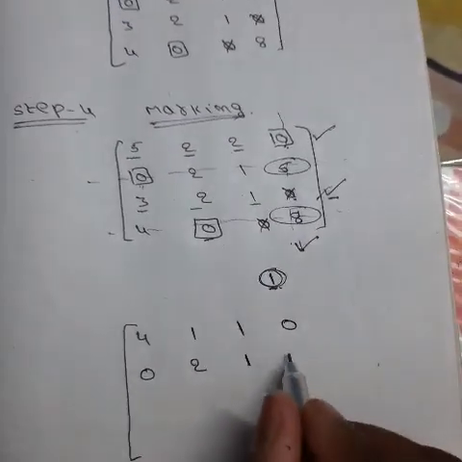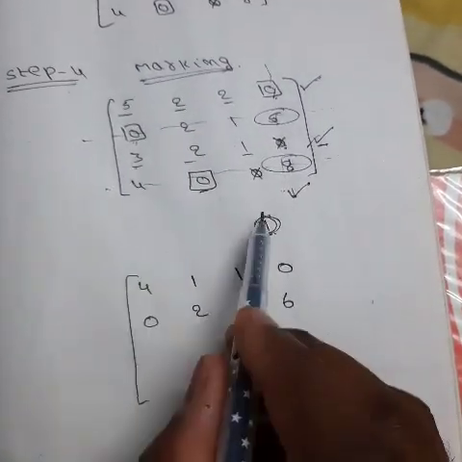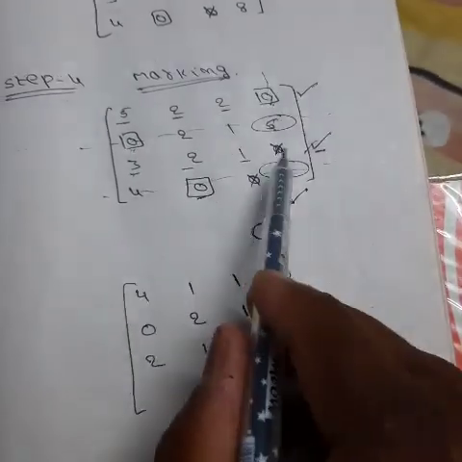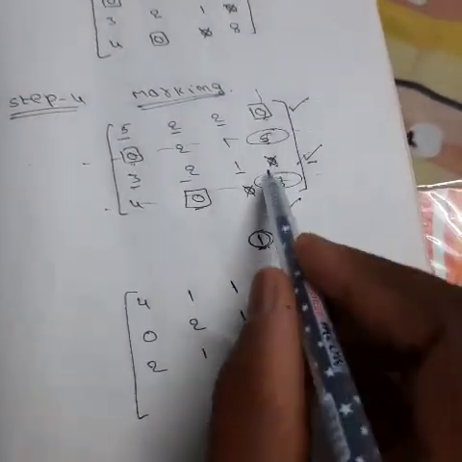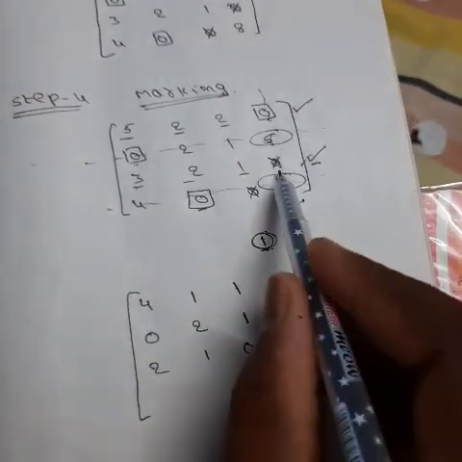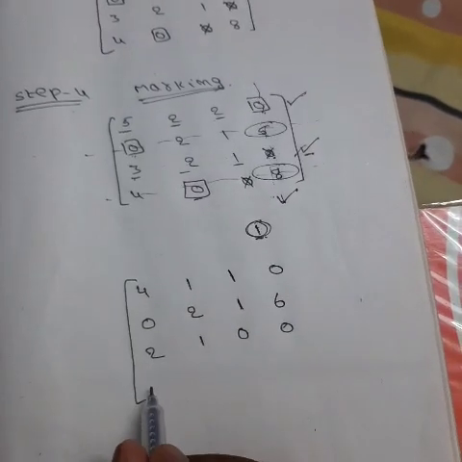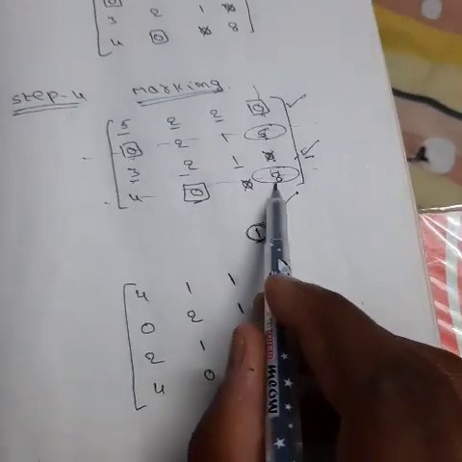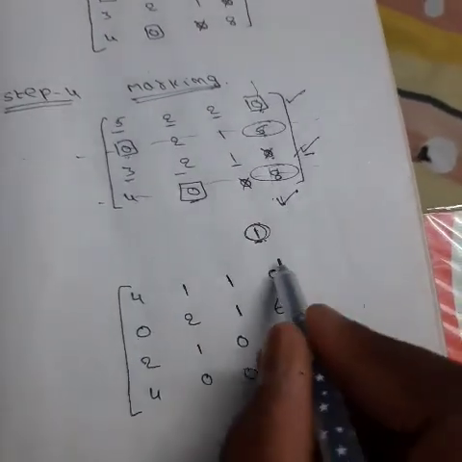So 5 plus 1 is 6, and 3 doesn't have any striking line, so 3 minus 1 is 2, 2 minus 1 is 1, 1 minus 1 is 0, and 0 is also having a striking line, so 0 will not be changed, 0 will remain the same, and 4 is also having a striking line, so 4 remains the same, 0 remains the same, 0 remains the same, and 8 is an intersection point, so we have to add this 1 to 8, so it becomes 9.